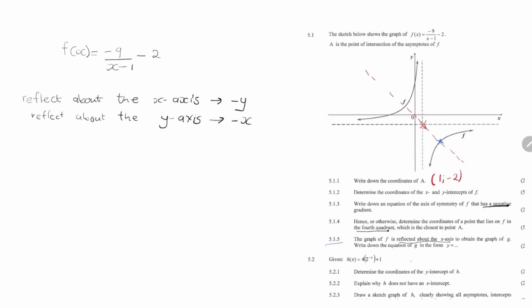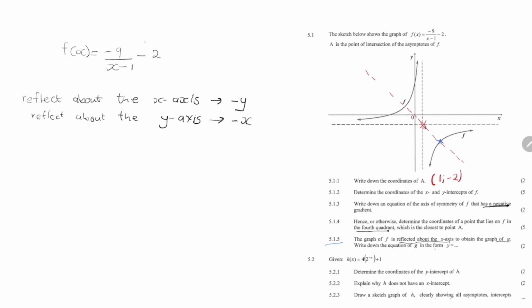So here we are told that the graph of f is reflected about the x-axis. So what does that mean? That means we will have to negate our y. So that's what we will do to get the equation of graph g. But then we are told that we will have to write that equation in the form of y is equal to something. So let us do that.